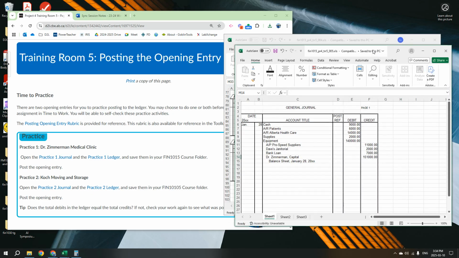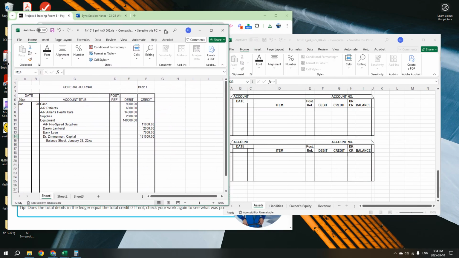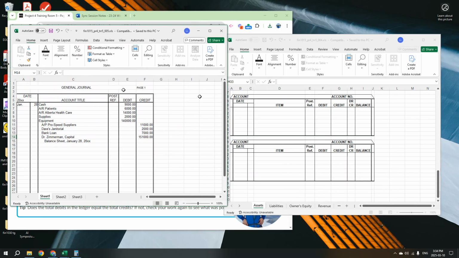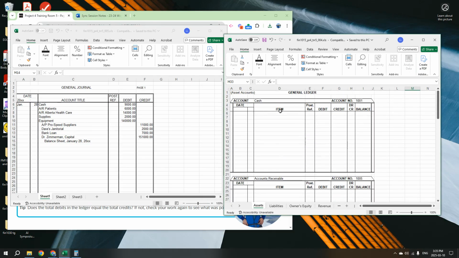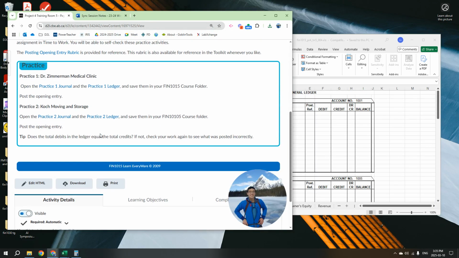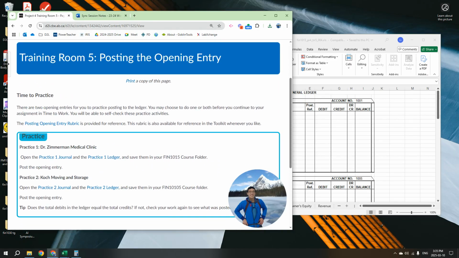Okay, so here is our practice ledger, which is really similar to what we just did because it's correct. And then we're going to post it into this ledger. This has already been opened for us because the ledger has the title of each account as well as the account number. And if we didn't have that, we would need to go back to our chart of accounts, right?